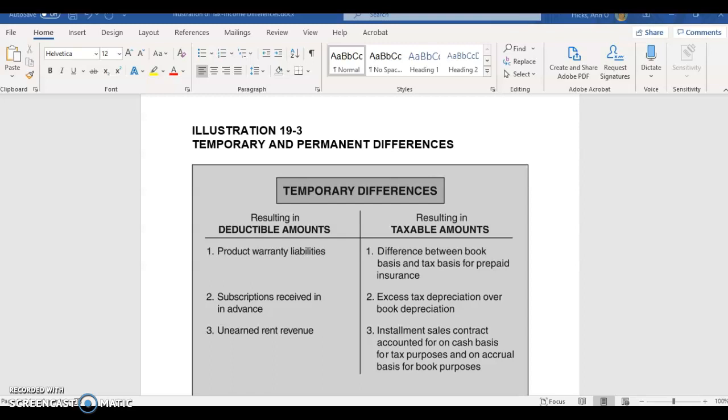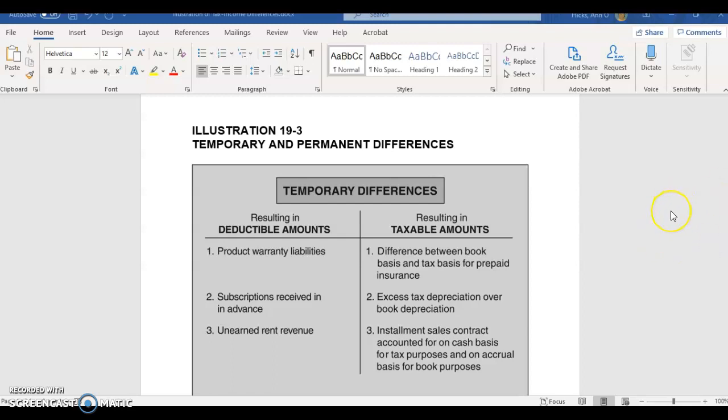So I just want to spend a few minutes to go over the types of differences that can occur between financial income and taxable income. You should have already walked through the videos for deferred tax liability and deferred tax assets. Here's where I want to provide a little summation for that.